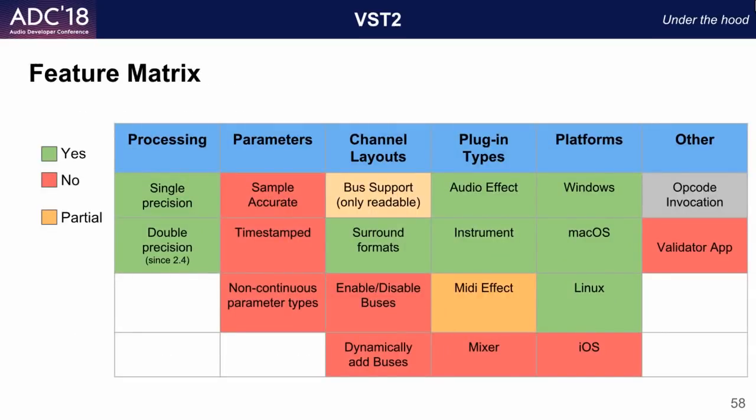So here's a nice little feature matrix of VST2. Processing: single precision, double precision. Parameters are not sample accurate; they're not timestamped. You can't have any non-continuous types. There's some support for channel layouts, like surround formats. Bus support is limited. A plugin can have buses, but it's really hard to change them. If you want to add a bus, remove a bus, or just change the layout of a single bus, you can't really do that very well in VST2. The types of plugins you can make are audio effects and instruments, and people misuse VST2 to create MIDI effects. It happens to work. The platforms it runs on are Windows, macOS, and Linux. And we have this opcode invocation, and there's no real validator app for VST2.